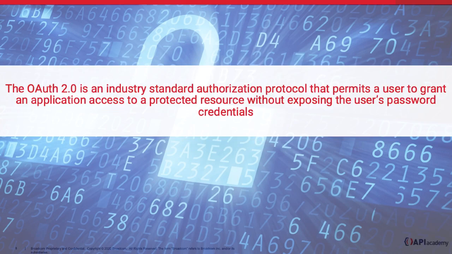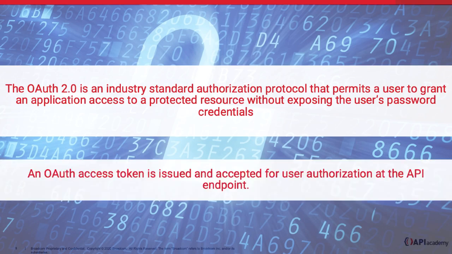OAuth 2 is an industry-standard authorization protocol that permits a user to grant an application access to a protected resource without exposing the user's password credentials. An OAuth access token is issued and accepted for user authorization at the API endpoint.